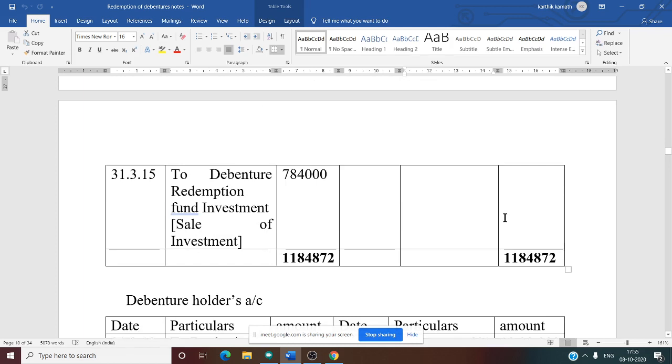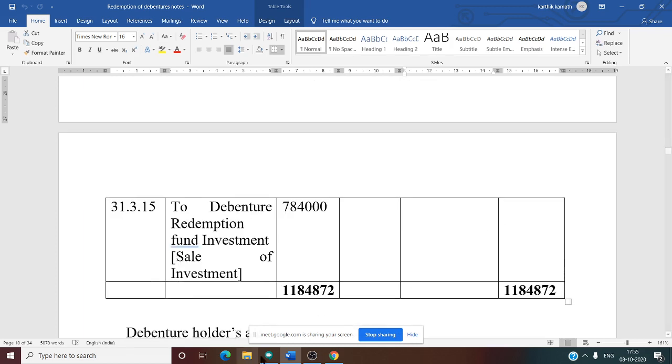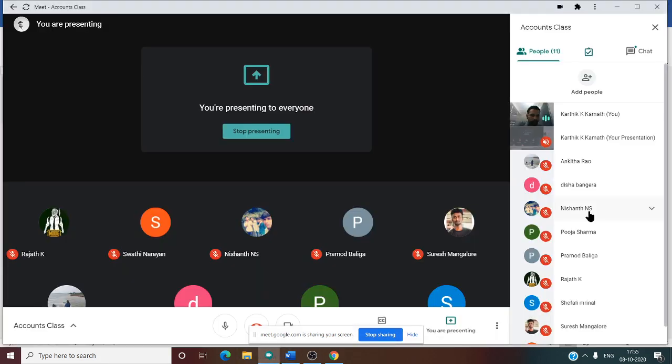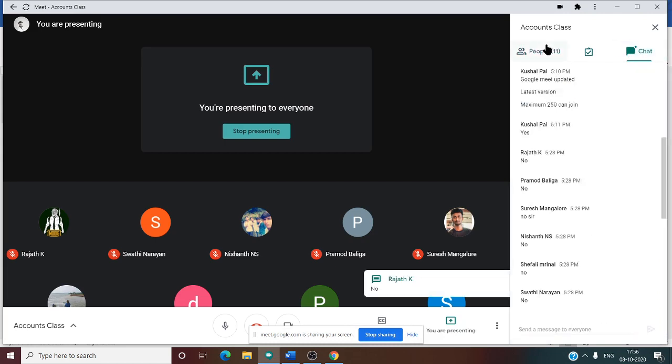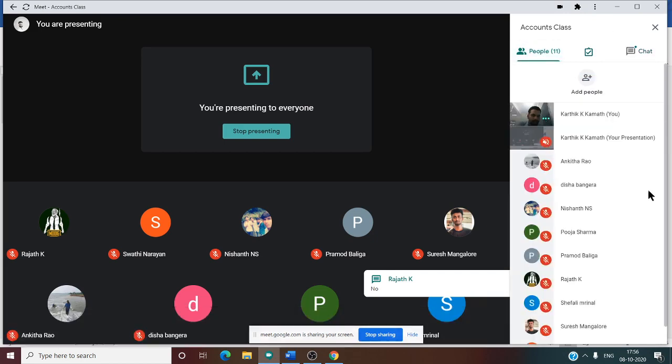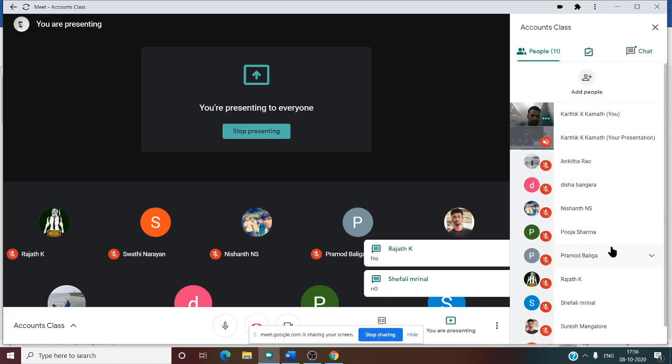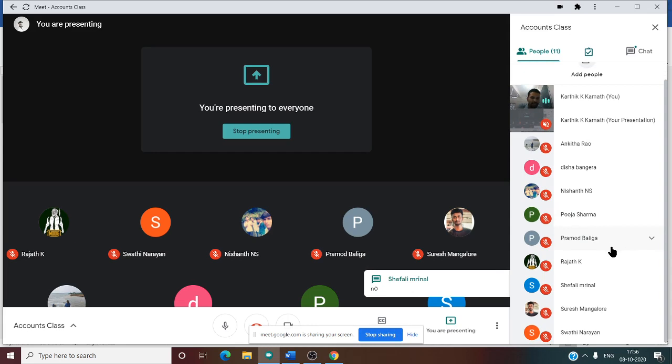So now the last thing we need to do is the debenture holder account. Any doubt in the bank account now? Can you tell me? No doubt, right? Others, any doubt in the bank account? Shifali is saying no. Yes.